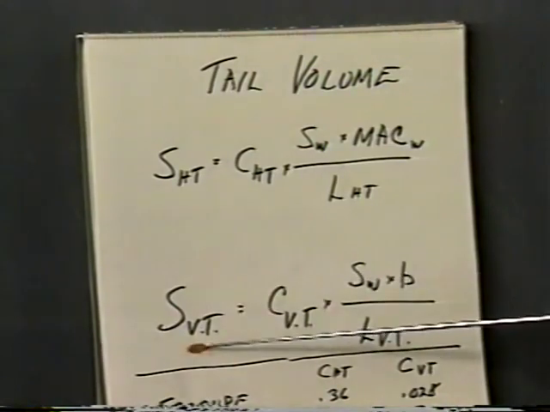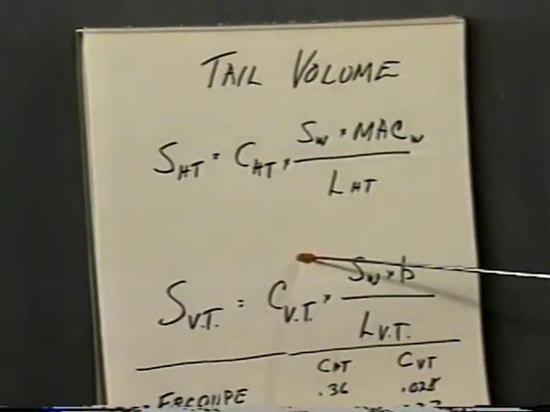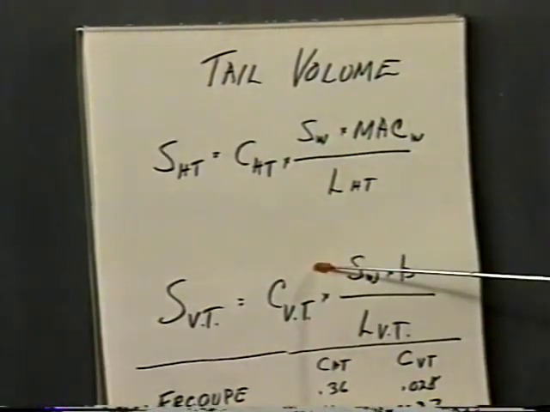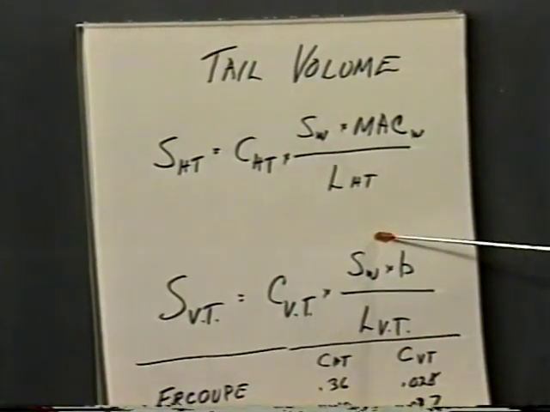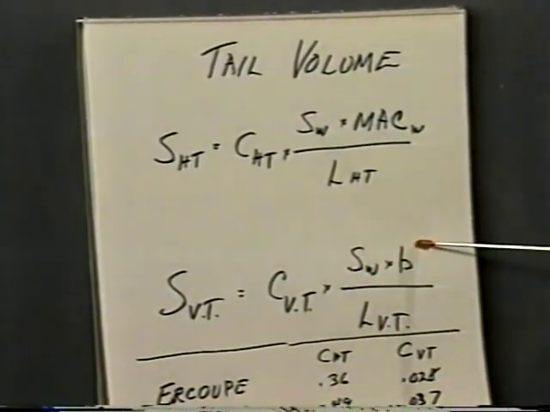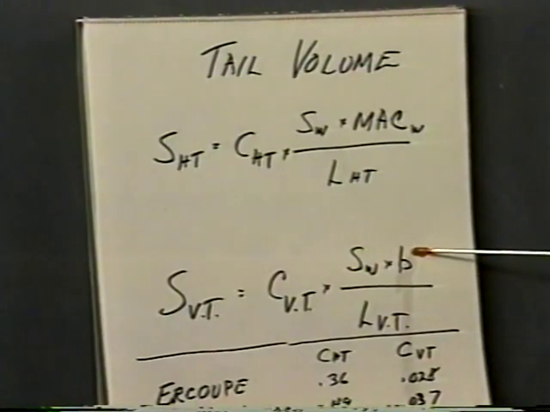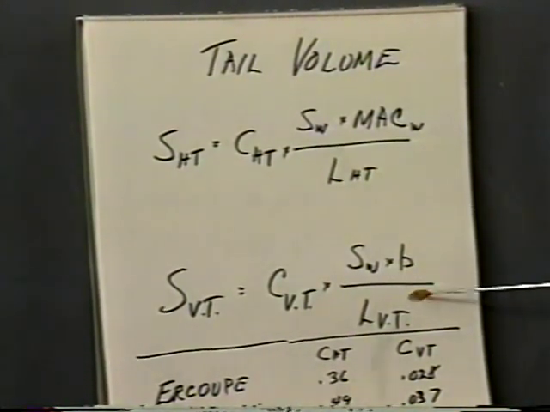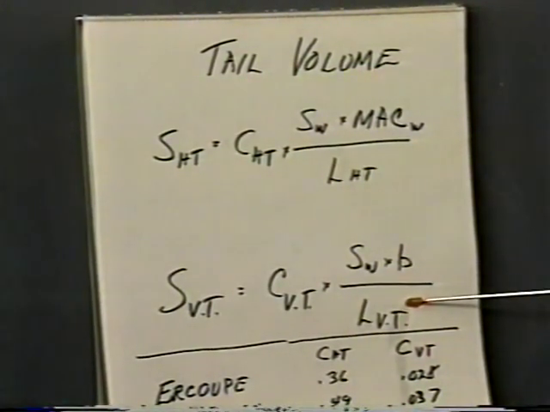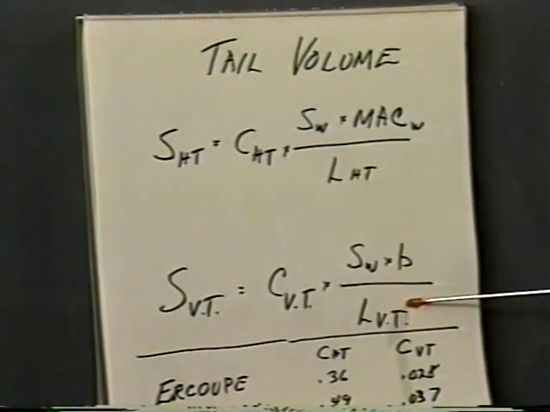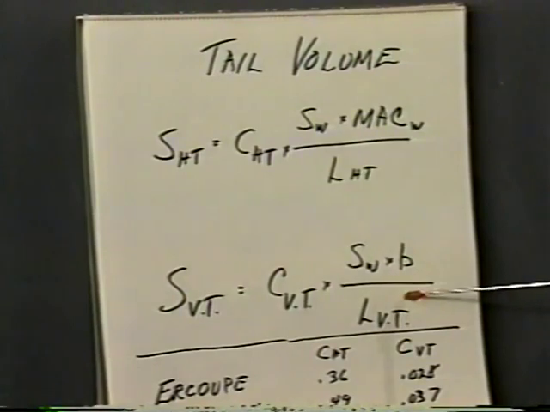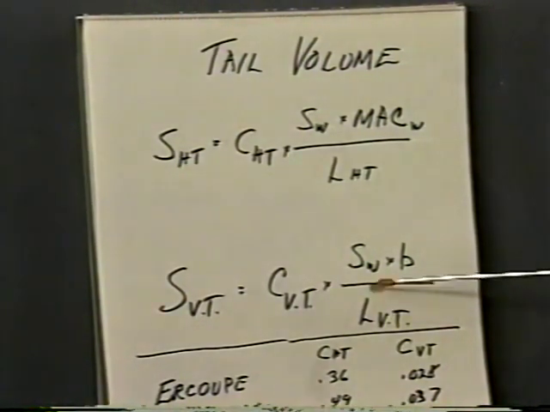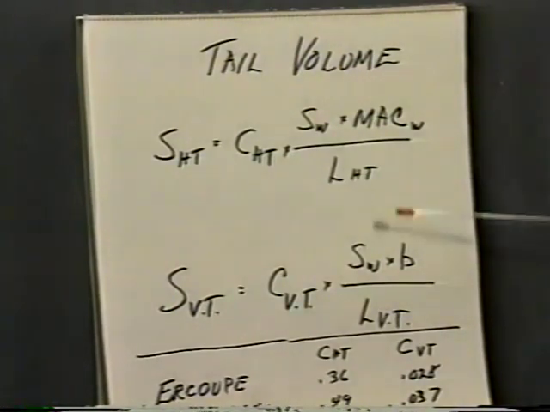The area for the vertical tail would be equal to the vertical tail volume coefficient times the area of the wing times the wingspan. This is the total wingspan of the wing, again divided by the length between the quarter chord of the wing and the quarter chord of the horizontal tail. When I say quarter chords, I'm talking about the mean aerodynamic chord of the wing and the mean aerodynamic chord of the vertical tail, or in this case the horizontal tail.